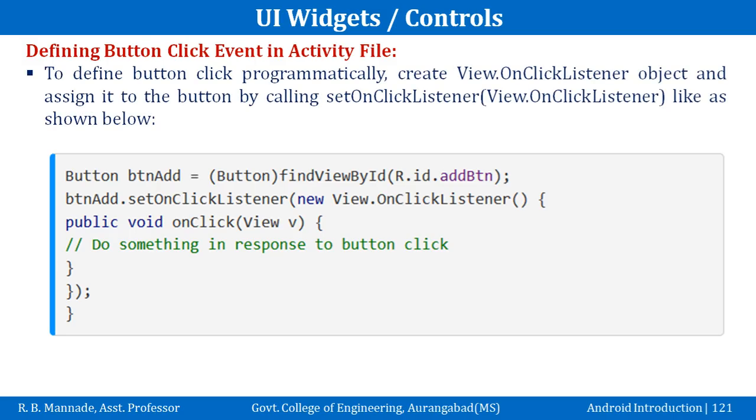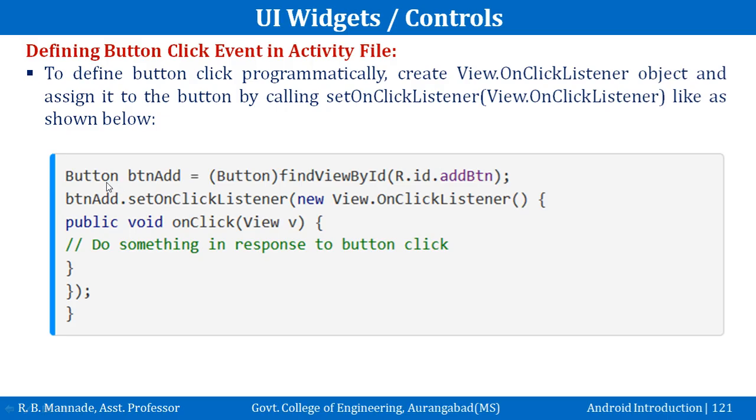Then the next method is to define a click event in the activity file. In order to define a button click event programmatically, we need to create a View.OnClickListener object and assign it to the button by calling the setOnClickListener function. And to this setOnClickListener function, we need to pass a View.OnClickListener parameter. As shown in this snapshot, we can achieve this. It means we can define the button click event in the activity file.